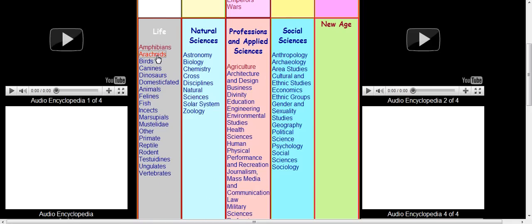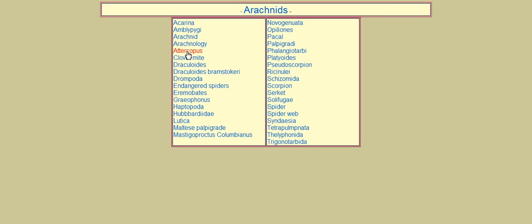And then arachnids, like the tarantula spider. These are all the different kinds of arachnids. Why in the hell do I not have tarantula up here? Well, I'll have to get back to that later, I guess.